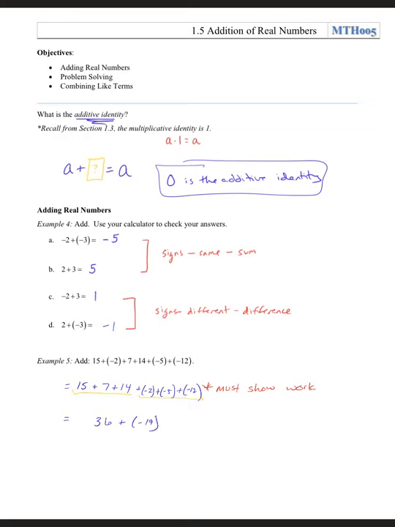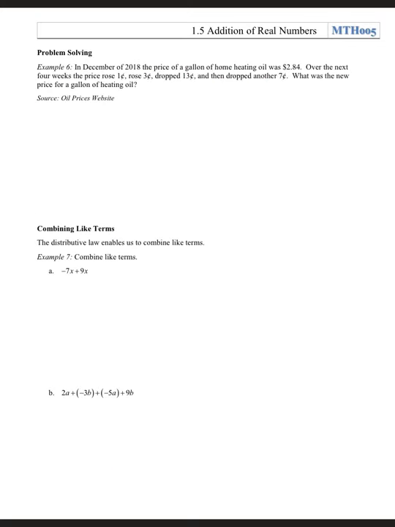Now, since we have a positive and a negative, with positive 36 and -19, we want to find the difference between them, which means subtraction. And we get an answer of 17, and it's going to be positive since 36 is bigger, and that is positive. Next page. This is where we're going to use this in problems. In December of 2018, the price of a gallon of home heating oil was $2.84.